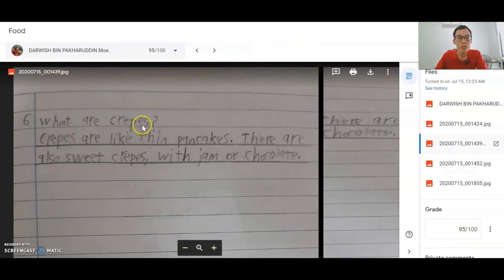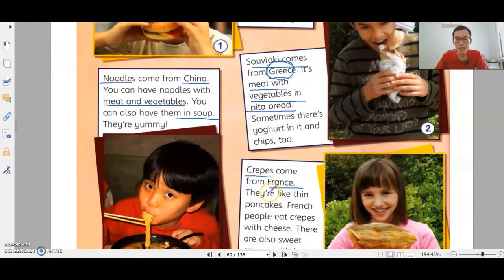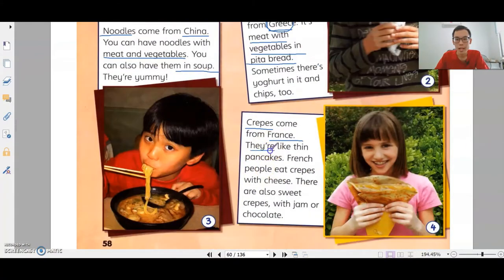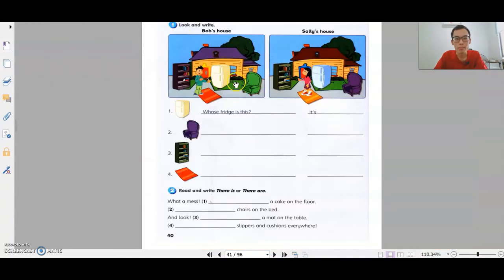Question 6, what are crepes? They are like thin pancakes. Okay, let's look at the answer here. They are like thin pancakes. Okay, you can eat it with cheese or with jam or chocolate. Okay, so these are the questions I gave you last week. And one more exercise over here.